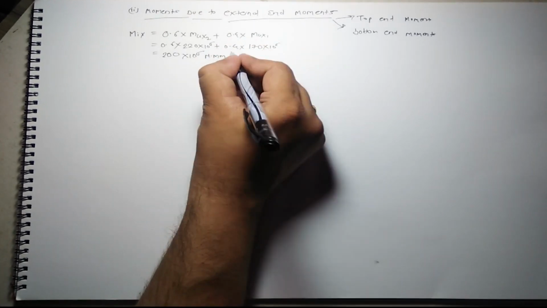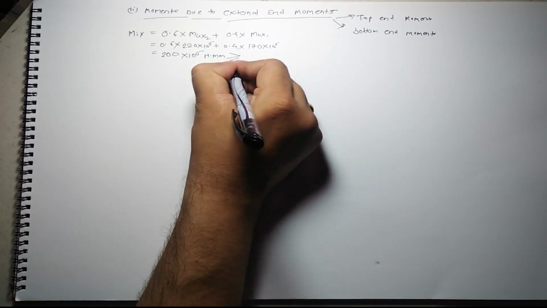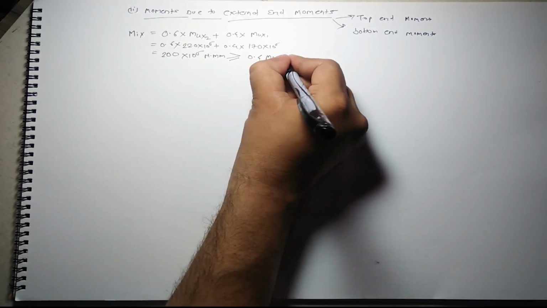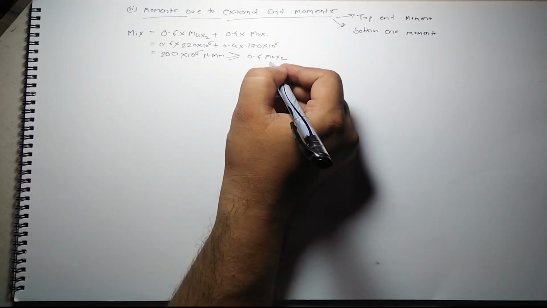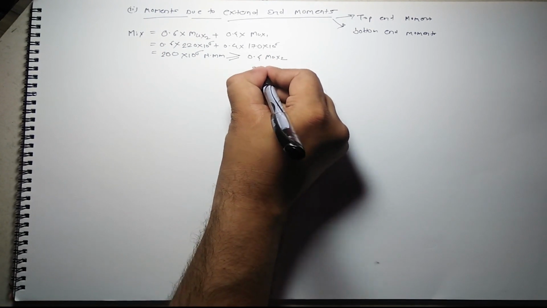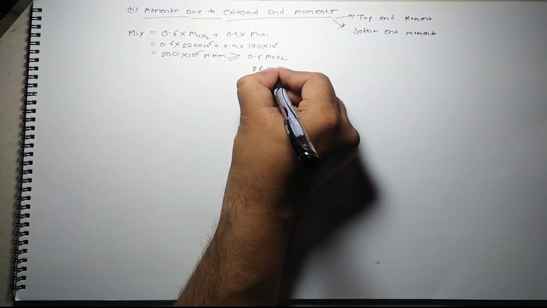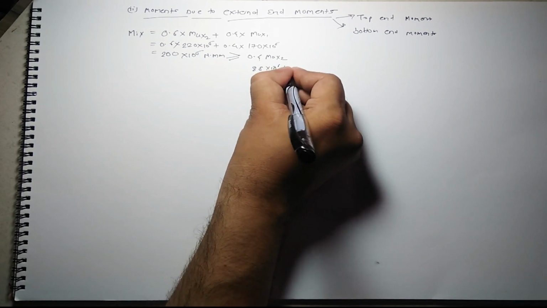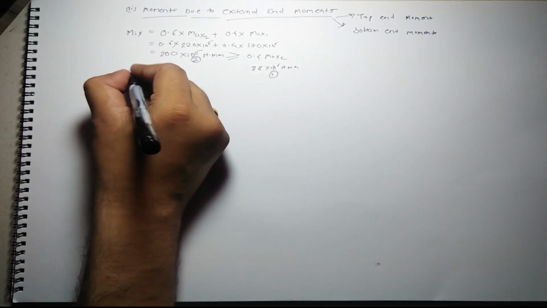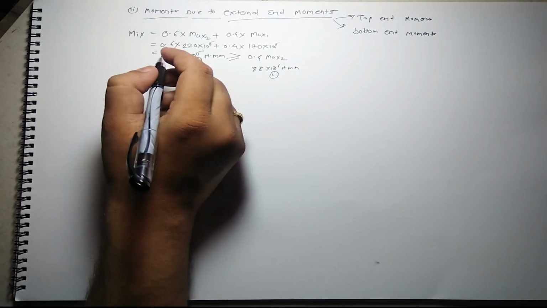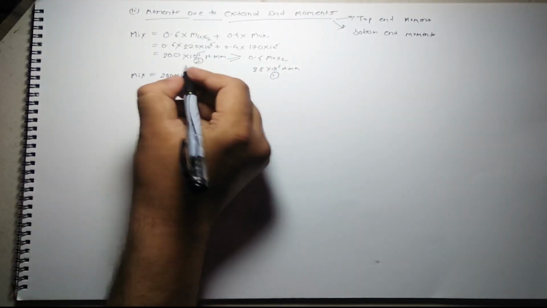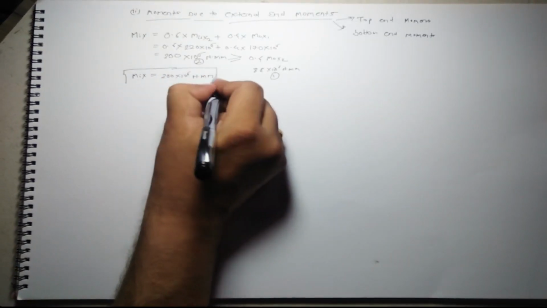So there is one check: this value should be greater than or equal to 0.4 times Mux2. So it is 0.4 times Mux2, which comes out to be something like 88 into 10 to the power 6 Newton mm. From this first and this second value we need to choose the maximum one, so our Mix will be 200 into 10 to the power 6 Newton mm.